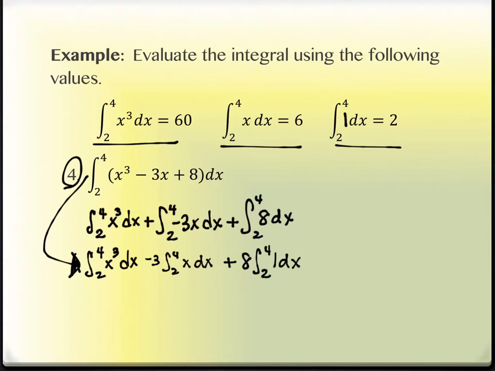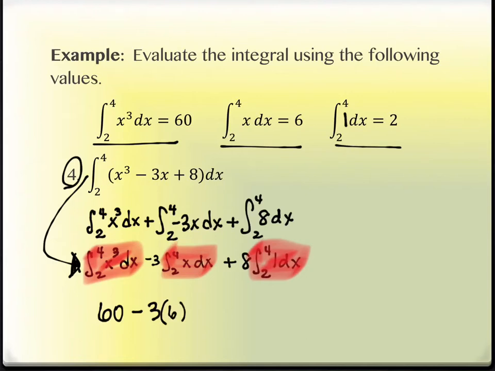But the cool thing at this point is that each of these match, right? So this piece and this piece match the information that I was actually given in this problem. The first pink piece is 60. And then I have minus 3 times whatever the second piece is. The second piece is 6. And the third piece has multiplication by 8 in front. And then it's got the value of 2.